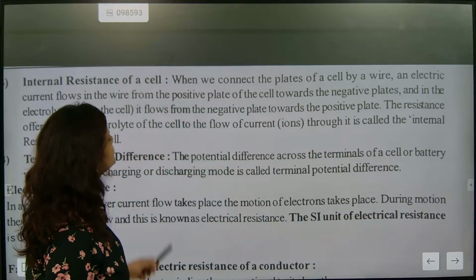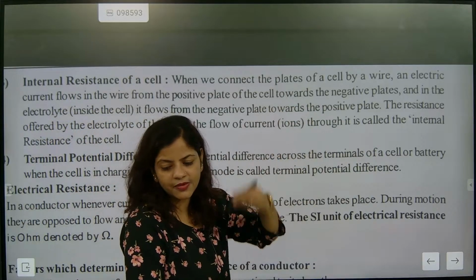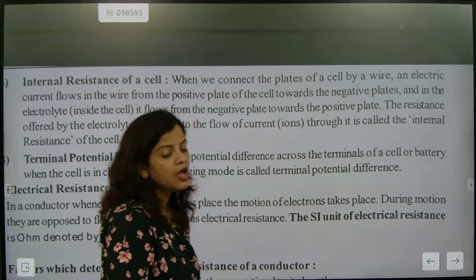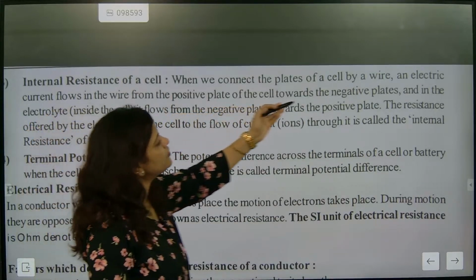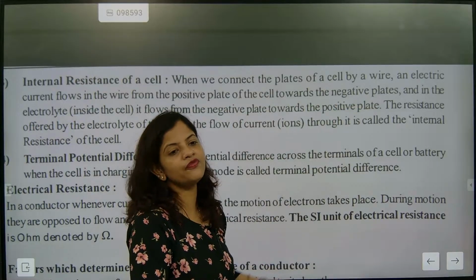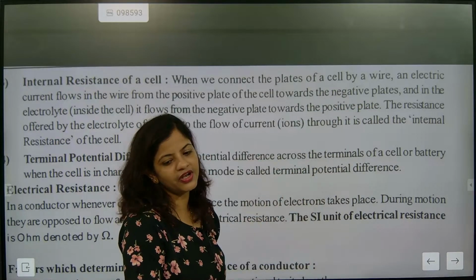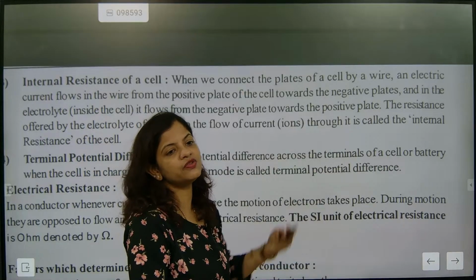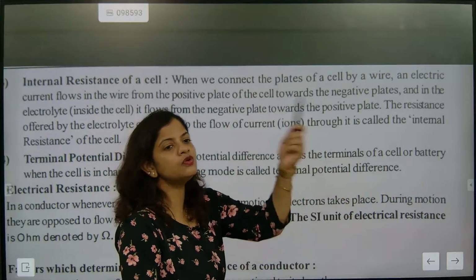So now here it is exactly called internal resistance. So it's about current, what we were discussing. What we discussed is that the electric current flows in the wire from the positive terminal towards the negative terminal. Inside the cell it is moving from where to where? Negative to positive. So we are talking about current direction. Electron direction is from negative to positive. Current direction is from positive to negative.